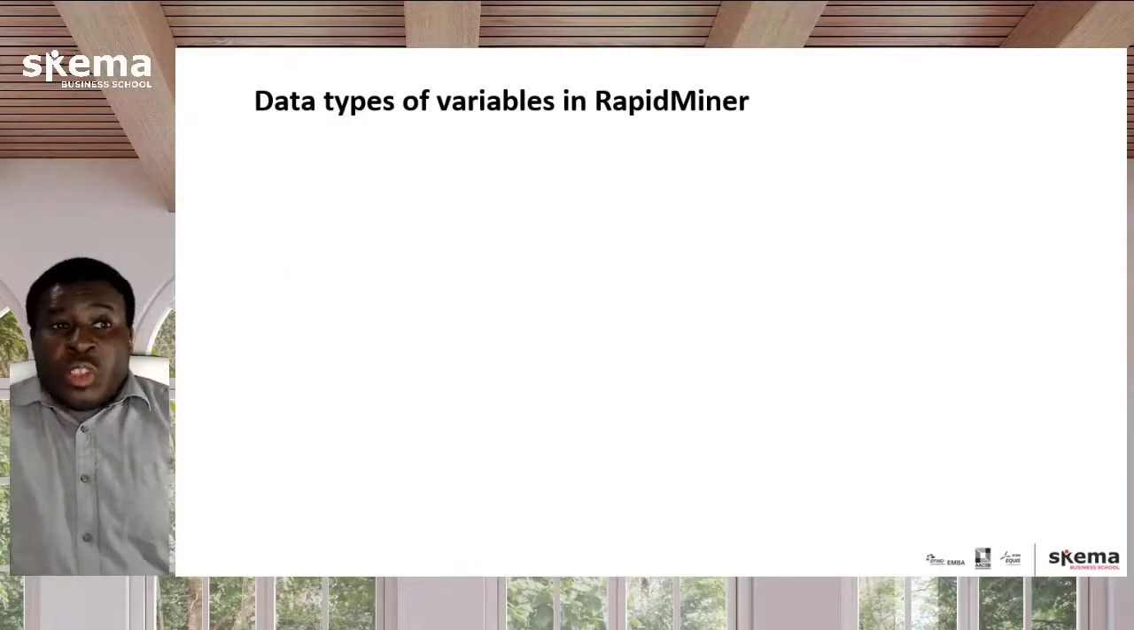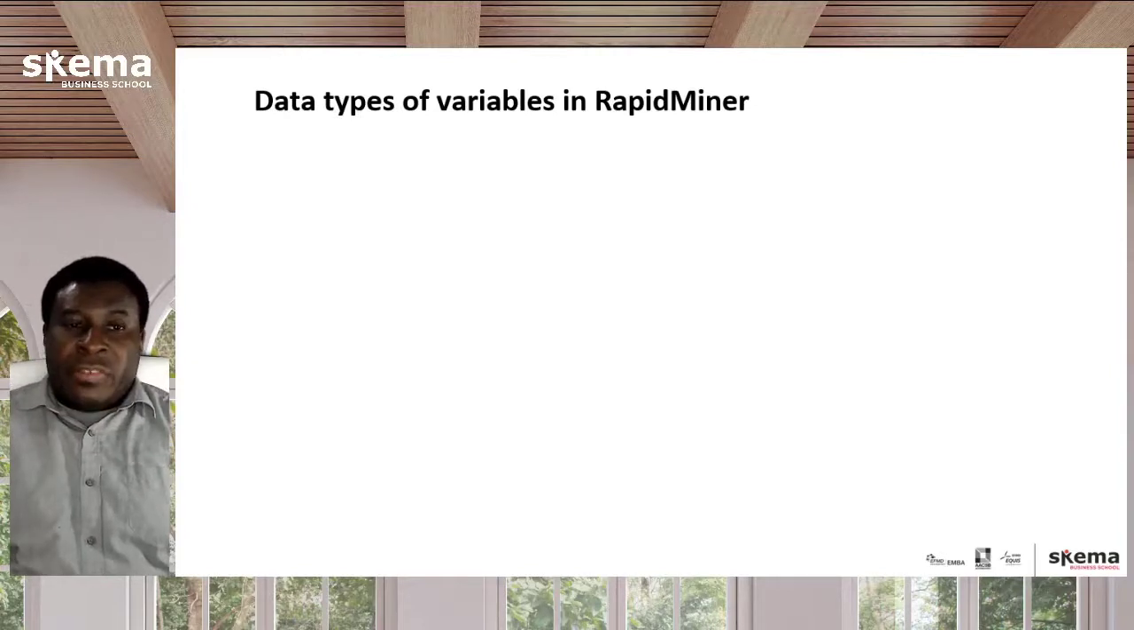When carrying out data mining, it's very important to understand the nature of the variables that you're working with. And this is true in any kind of data mining application, but here in this video, we're going to look at how variables are expressed in RapidMiner for data mining analysis. So we'll first look at data types of the variables that we find in RapidMiner.